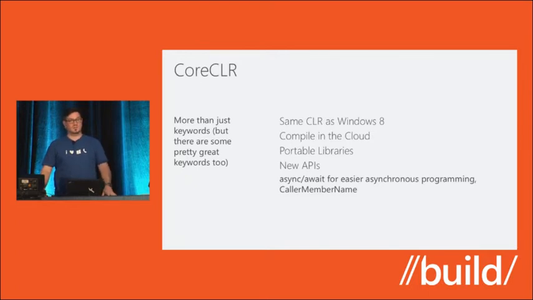Another thing for people that do a lot of view model work, there's a new attribute called caller member name. Go mark up your property name in your INotifyPropertyChanged APIs. I can show it to you real fast.